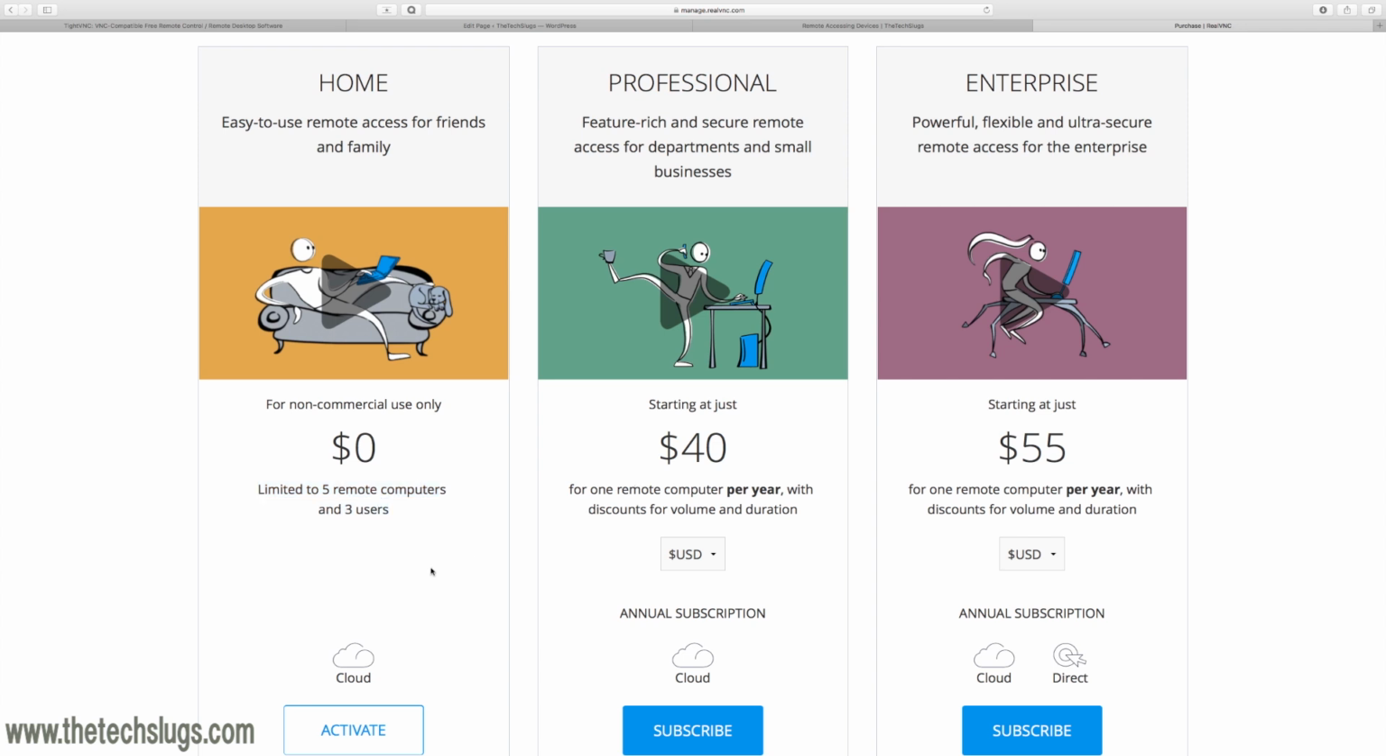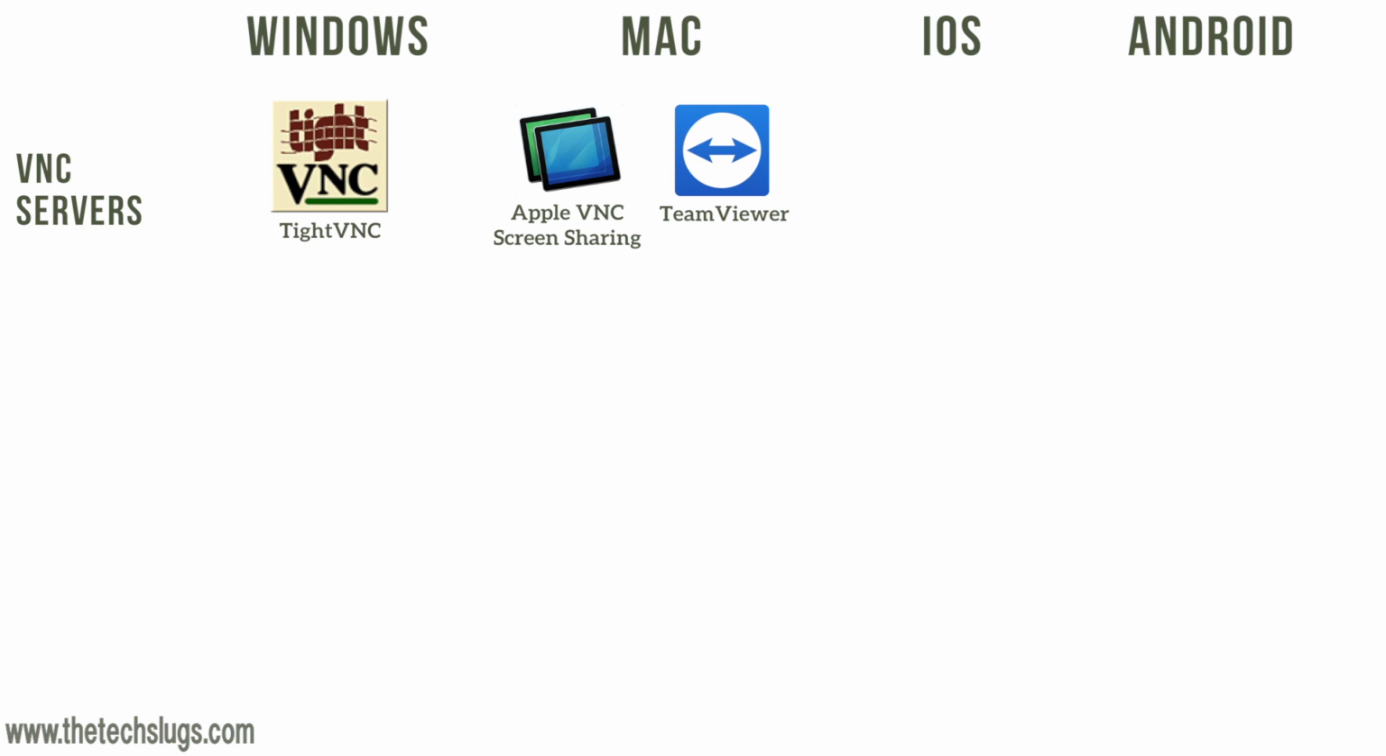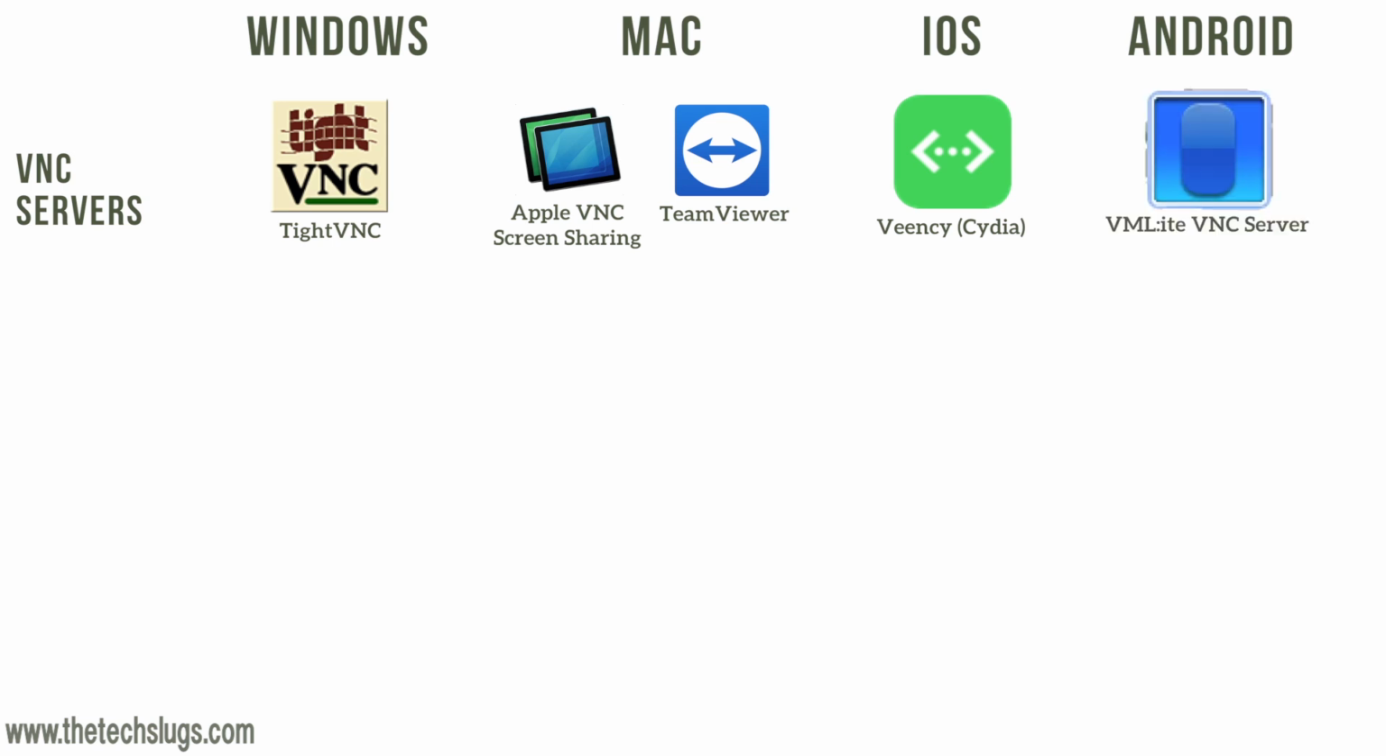On Mac, I'm using the built-in remote desktop protocol from Apple. That works pretty well as long as you're doing Mac-to-Mac connections. And the reason for that is because Apple has its own VNC viewer that pairs nicely with the Apple remote desktop. I also use TeamViewer on my main Mac because it's important that I have two systems in place just in case one fails. I'm using VNC from Cydia for iOS. That's spelled a little funky. I'll put it on the screen for you. And VMLite VNC Server for Android. So those are the VNC servers on each computer as well as TeamViewer on my main Mac.